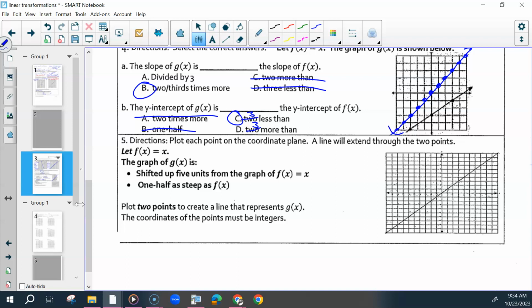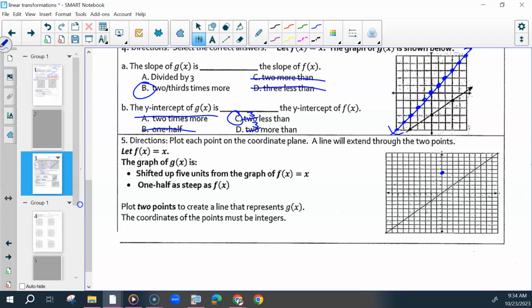So if the new graph, so this is our original, if the new graph has been shifted up 5 units, what's our new y-intercept? Give me the ordered pair. 0, 5. So when it tells you to plot 2 points or 3 points or however many points, your y-intercept should be one of them. That's an easy point.